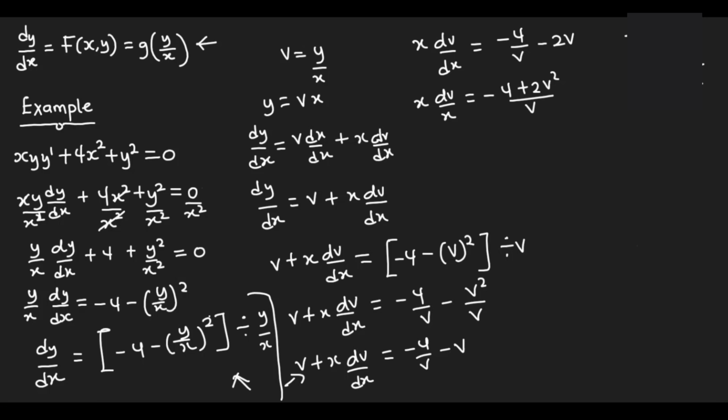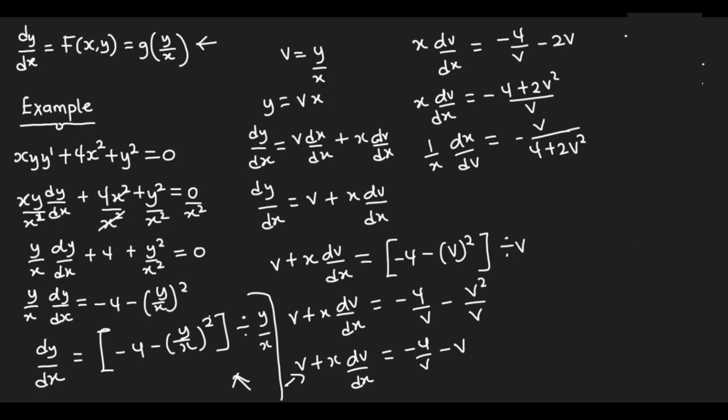Okay, so at this point, I would like to take the dv to the right hand side, so that we will be done with the separation of variables. Then from there, we can integrate to get our answer in terms of v and x. Then we can do the substitution to get it in terms of y and x. So for us to be able to take the dv to the right hand side, I will reverse the whole differential equation, which will give us 1 over x dx/dv, and this will be equal to minus v over 4 plus 2v squared.